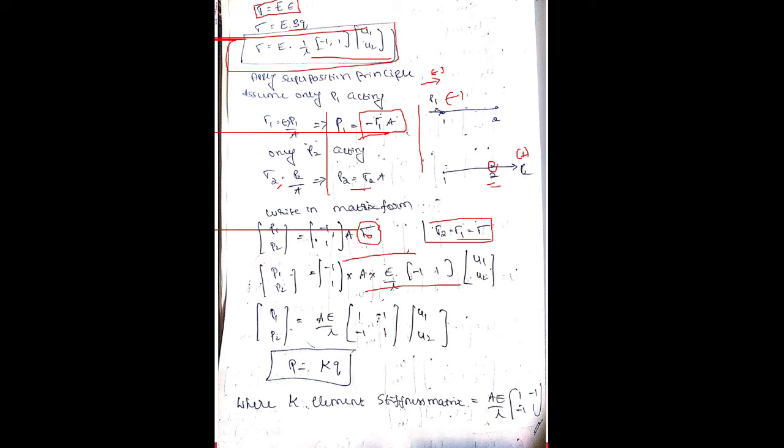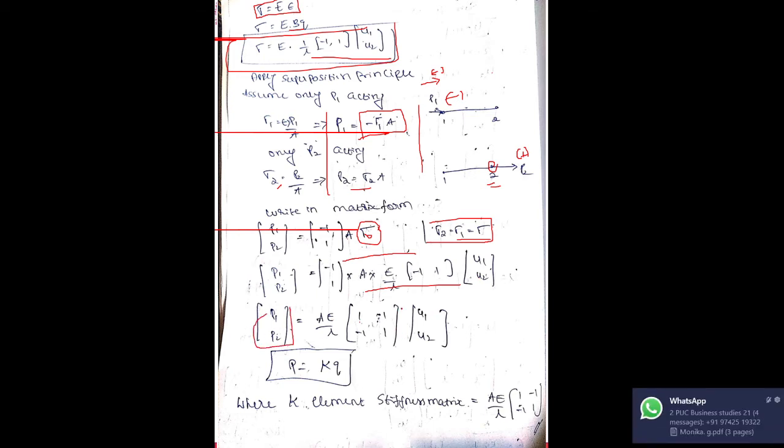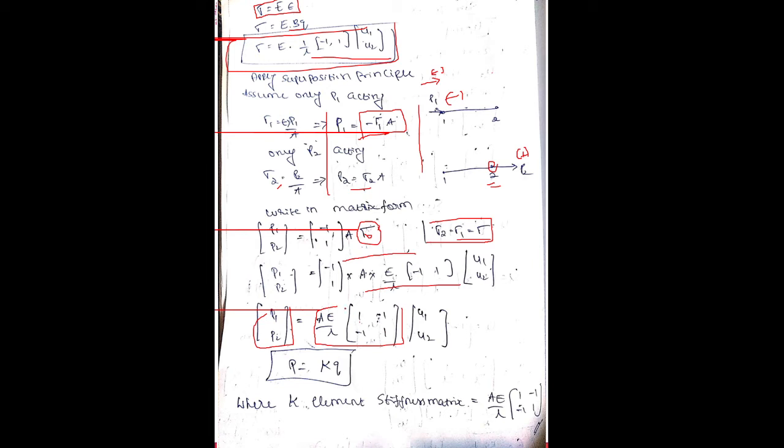If you multiply these two, you will get this: AE by L into U1 U2. So I can call this the P matrix. I can write AE by L into 1 minus 1, minus 1 1. Which type of matrix is this? What is this matrix called? AE by L times 1 minus 1 minus 1 1 is called the K matrix.